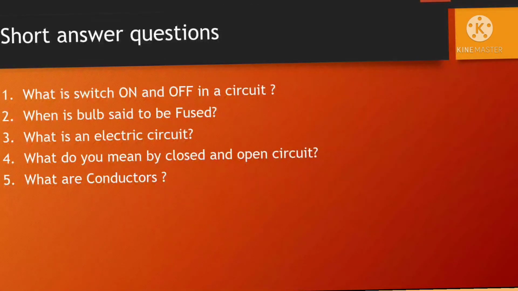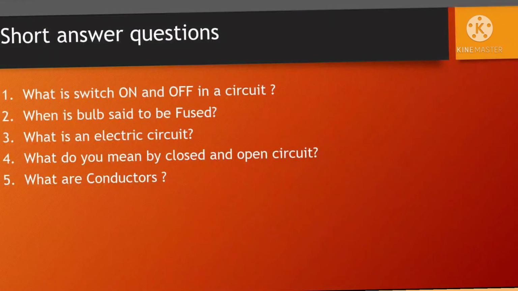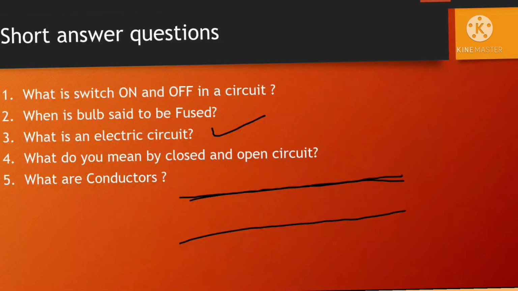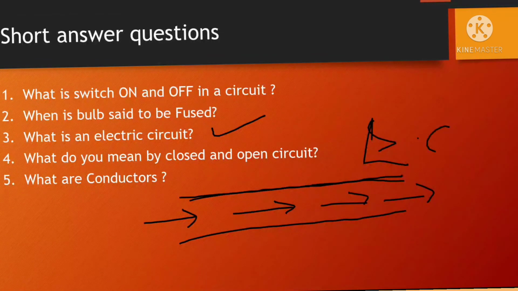Done? Next. What is an electric circuit? What is a circuit? An electric circuit is a path. It is a path on which current flows. So what is an electric circuit? In very short, it is a complete path on which the current flows. I hope it is clear.